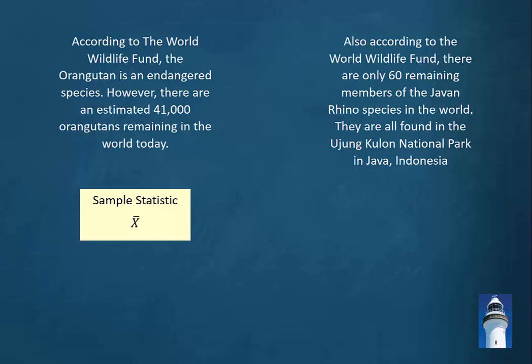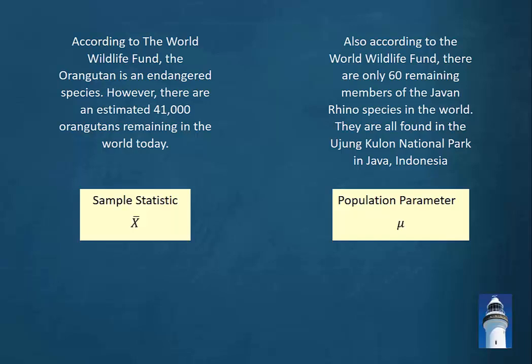Also, according to the World Wildlife Fund, there are only 60 remaining members of the Javan rhino species in the world. They are all found in the Ujung Kulon National Park in Java, Indonesia. So with adequate resources, it is conceivable that we would be able to observe all 60 members of this species. And so if we calculated a measure associated with all of the members of this species, we would be calculating a population parameter. And when we report the mean, we would use the symbol for the population mean, mu.